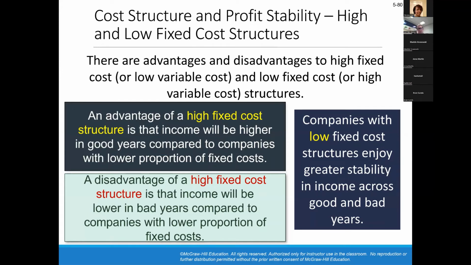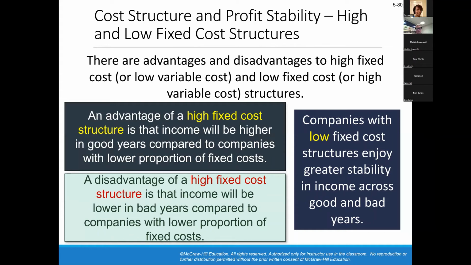But then there's a disadvantage if we have that high fixed cost structure, because if we sell less in that year, then we have a bad year in sales. Now it looks like we have a lower income in comparison to a company that maybe has a lower proportion of fixed costs, because those fixed costs don't change. Just like you get the advantage when you have more in sales, you're going to have the disadvantage when you have less in sales, because you still have to cover those costs. If your sales go down and you're covering that high cost, then obviously your profits go down, or you maybe even lose money. So there's an advantage or a disadvantage to using that.